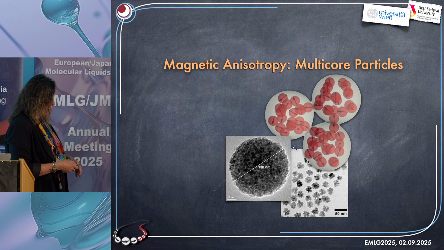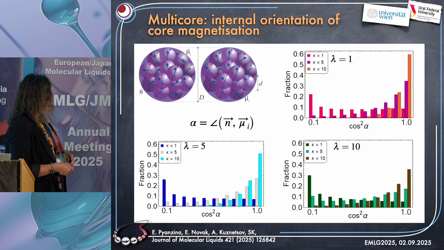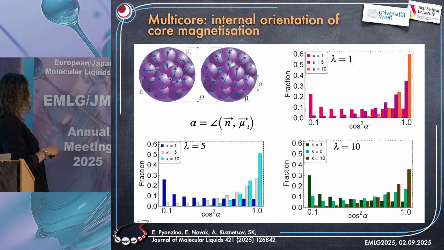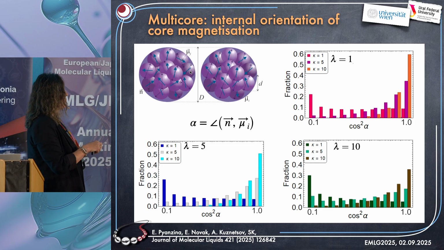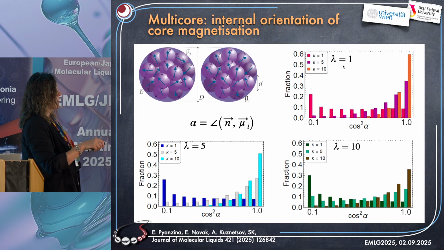We already had an approach, and each core now has its own anisotropy. So the model is like that. You have a multicore particle. Each core has an anisotropy axis, and what I do, I let those particles relax, and I change the lambda, the interaction between the cores, and the anisotropy that is characterized by a parameter kappa. Kappa is the anisotropy energy, proportional to the volume, divided by the thermal energy.